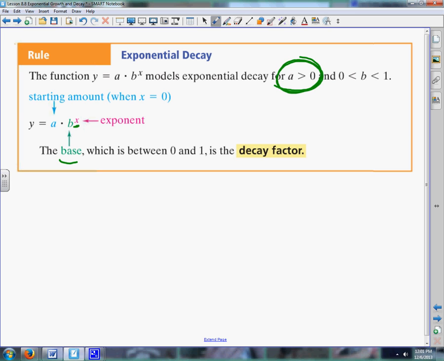And then the base is going to be a number between 0 and 1. For something to go down, for it to decay, it has to be less than 1. Because we know if you do 5 times 1, it's 5. But if you did 5 times a half, that's 2.5. So it has to be less than 1.